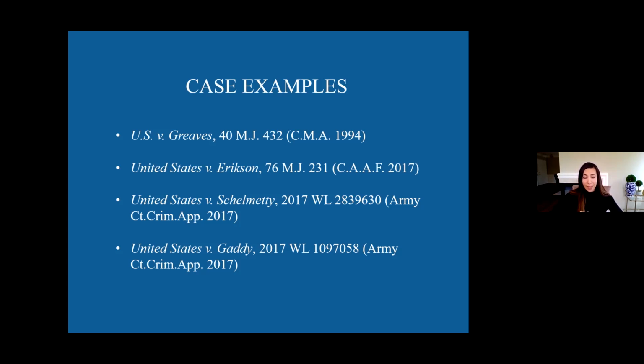So as a VLC, I might consider looking at United States v. Erickson as a starting point on the issue of prior sexual assault accusations. The Court of Appeals for the Armed Forces in Erickson makes clear that prior accusations of sexual assault are presumptively inadmissible and can only be introduced where there is reliable evidence of false accusation.